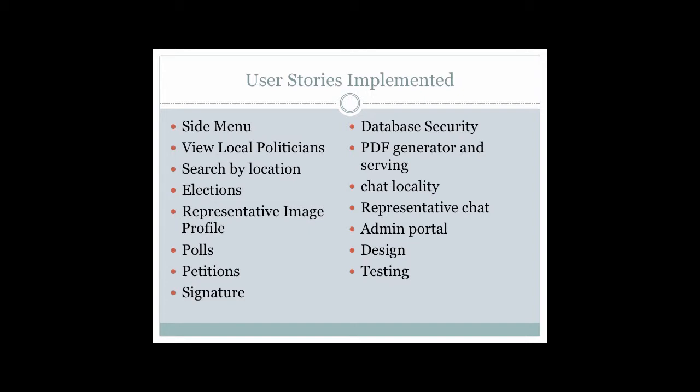However, you see here that many of the features and user stories are the primary concern for our working application, what you can see on the front end, or the primary features that provide the functionality for the application. They include the side menu, view local politicians, search by location, elections, representative image profile, polls, petitions, signature, the database security, PDF generator and serving, chat locality, representative chat, the admin portal, design, and testing.